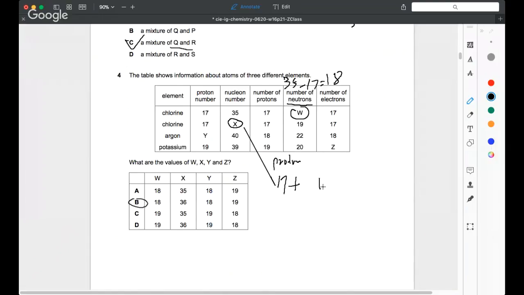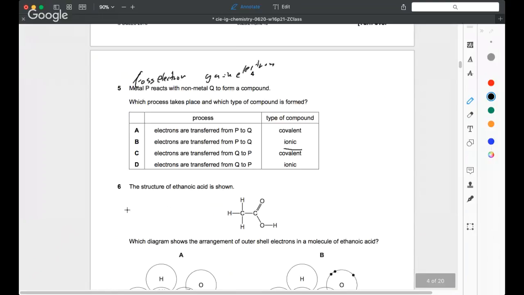number of neutrons, which is 36. And the number of protons for argon is equal to the number of electrons because it's neutral. So that is 18. And the last one, Z, the number of electrons, again because this is neutral, is basically equal to the number of protons of potassium. So that would be 19. So the answer is B for this question.